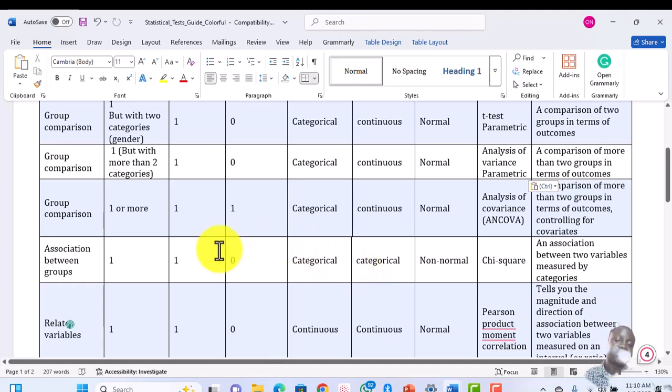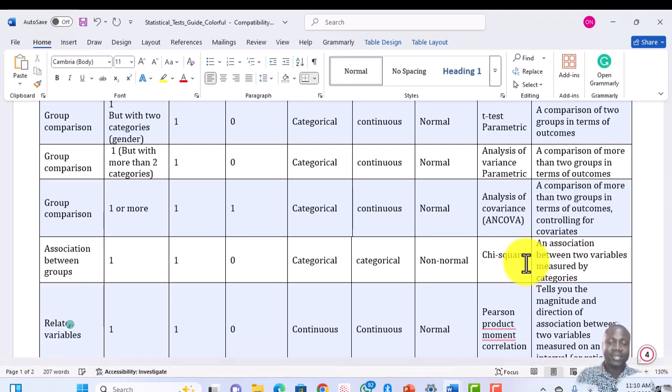They are in categories. And this is not a normal curve. So this is an example of non-parametric statistics. When you have this type of data, the type of statistics that you are supposed to run is the chi-square analysis. It is non-parametric. It does not make use of mean and standard deviation, as it were.